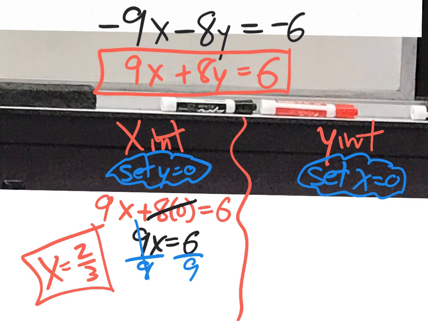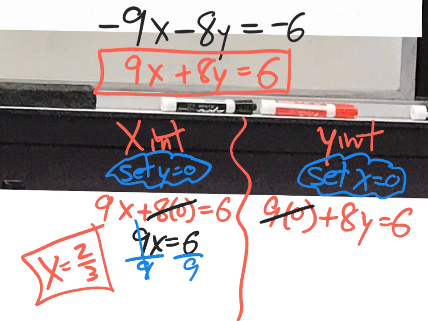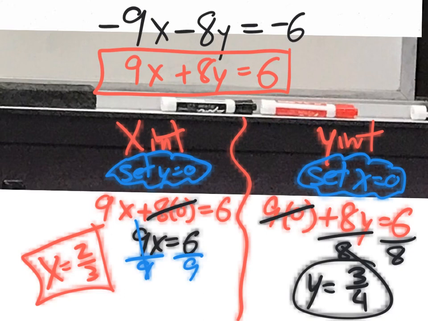Now for the other one, we're going to rewrite our equation, 9x plus 8y equals 6. But instead of 9x, I want to put 9 times 0. So 9 times 0 plus 8y equals 6. So 9 times 0 is nothing. So I really have the equation 8y equals 6. Let's divide by 8. Your y-intercept will be, if you reduce by 2, 3/4. So the y-intercept will be at 3/4.